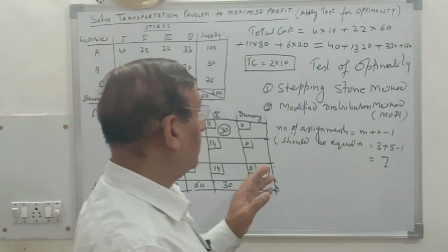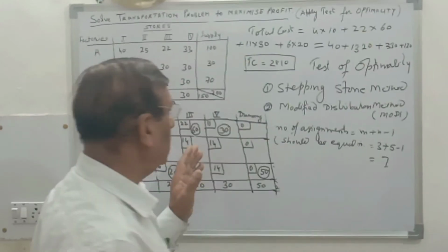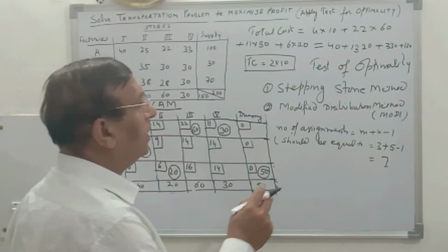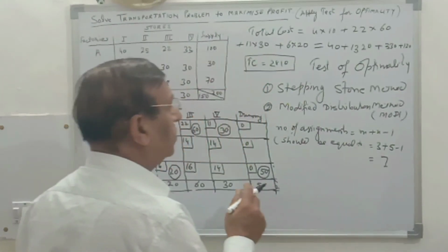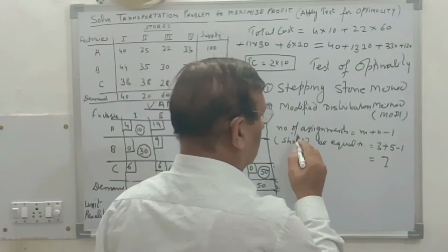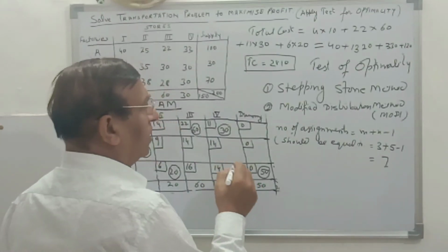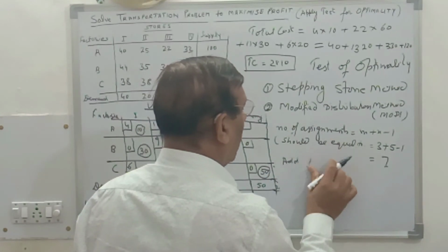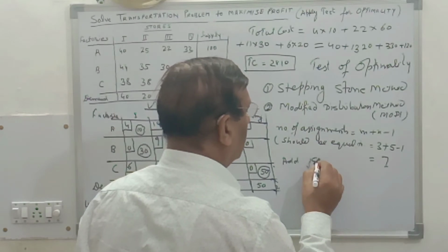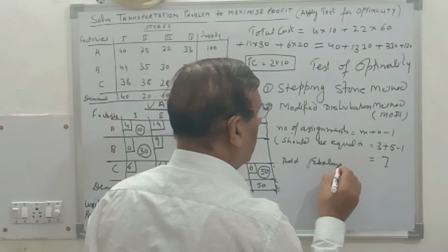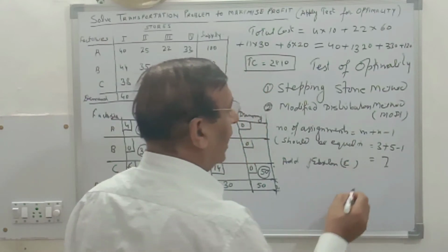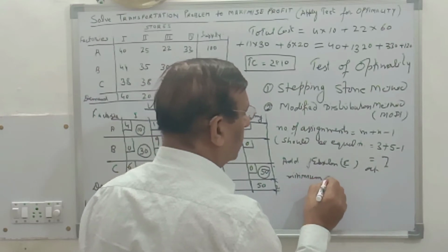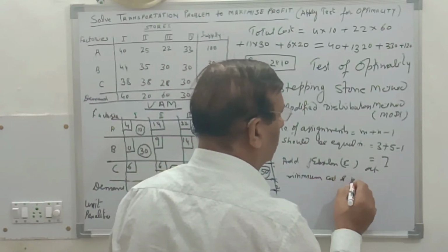It means if the number of assignments is not equal to this, the problem is degenerate. We have to make the assignments equal to the rim requirements. So then we have to add a dummy epsilon, the symbol epsilon like this, at minimum cost and in an independent position.